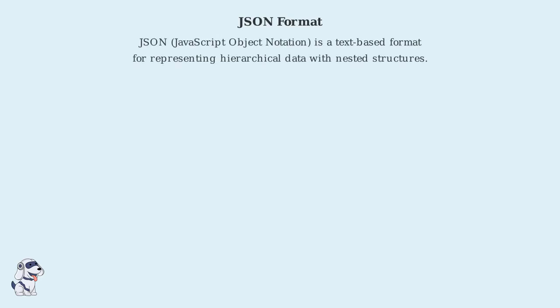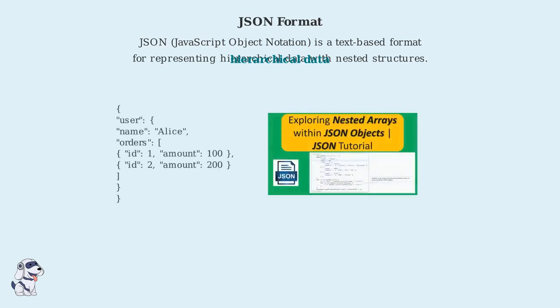JSON, or JavaScript Object Notation, is a text-based format designed for representing hierarchical data. It uses nested objects and arrays to structure information in a readable way. Here's a simple example of a JSON object with nested structures: a user object containing name and an array of orders.